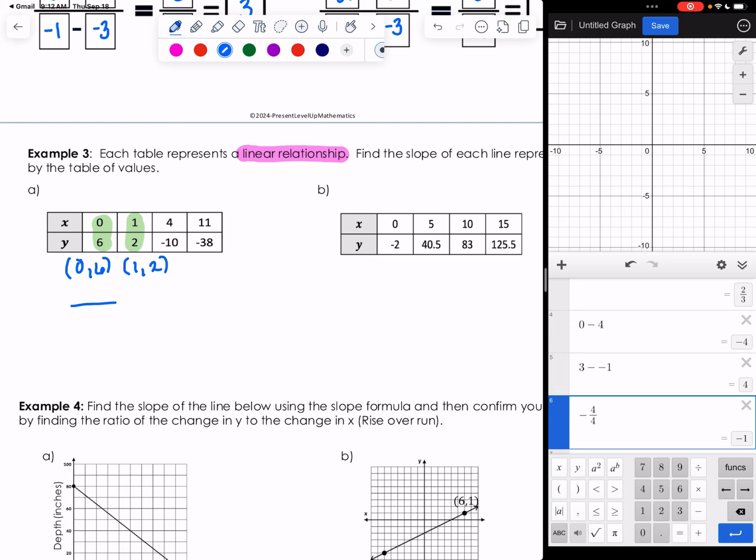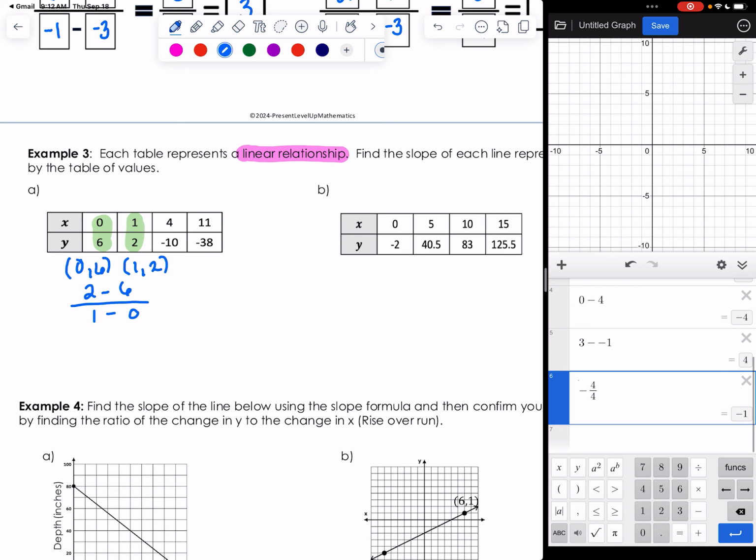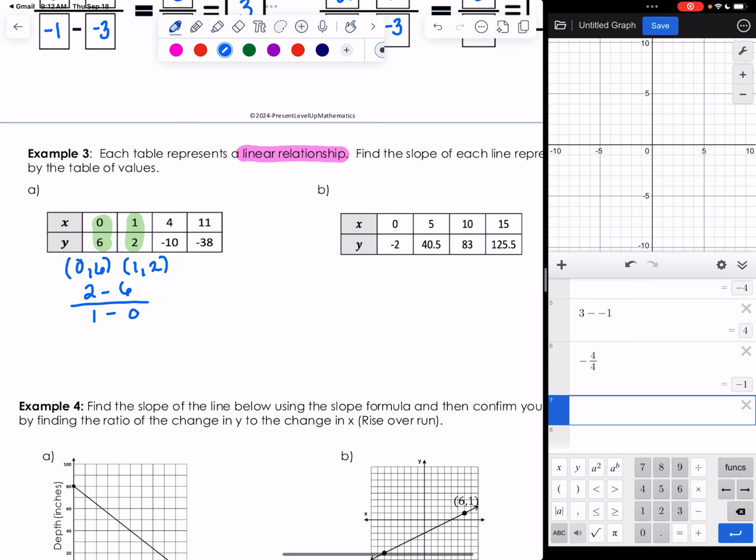Okay, so we'll set this up. We'll take our second y value, which is 2, and subtract our first y value, which is 6. And on the bottom, we'll take our second x value, which is 1, and subtract our first x value, which is 0. Now, I want to show you how you can put these in the calculator all at one time. It'll save you a little bit of time, but you start out by pushing the division bar. What that does is it creates a fraction in your problem. And then you just type in the top, 2 minus 6, and then on the bottom, 1 minus 0. And it will take you straight to the answer. So the slope of the line represented by this table would be negative 4.